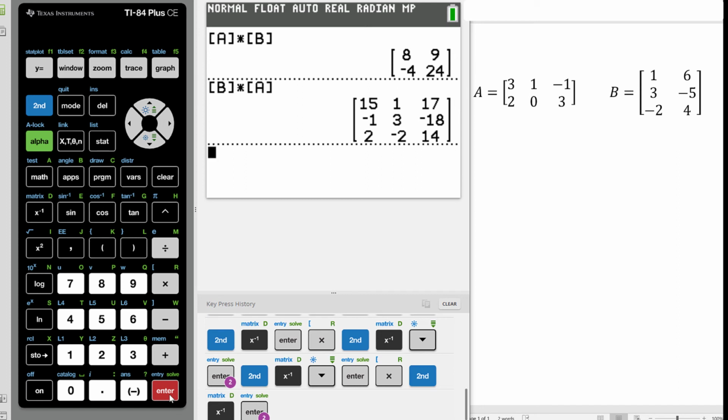Here, the product of BA is a 3 by 3 matrix. In row 1, from left to right, the entries are 15, 1, 17. Row 2, it's -1, 3, -18. And row 3, it's 2, -2, and 14. This shows that matrix multiplication is not commutative.